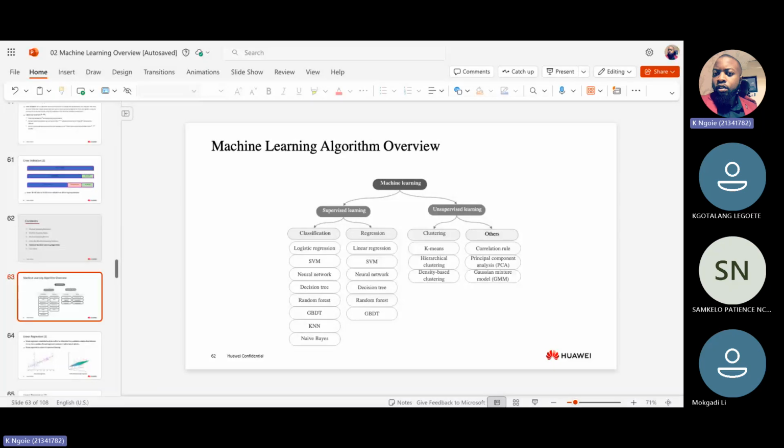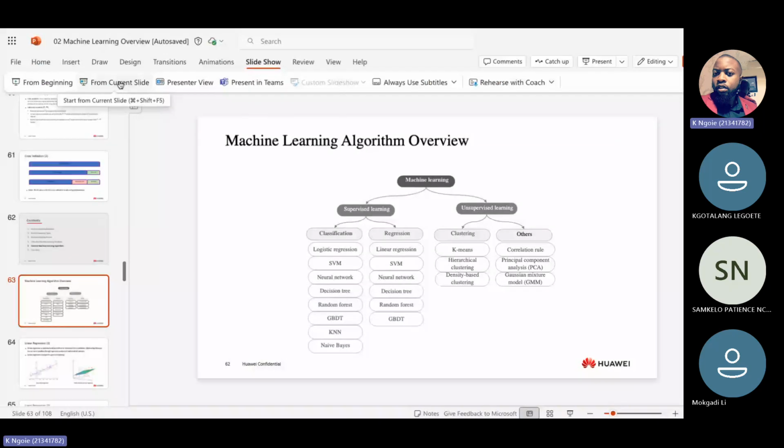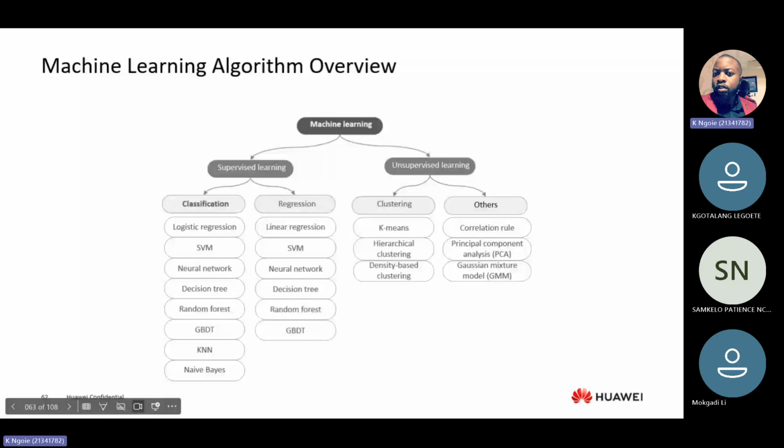Okay, guys. So basically we're going to continue with machine learning. Before we can start, is there any question? Any question before we start? Okay. All right. No question.